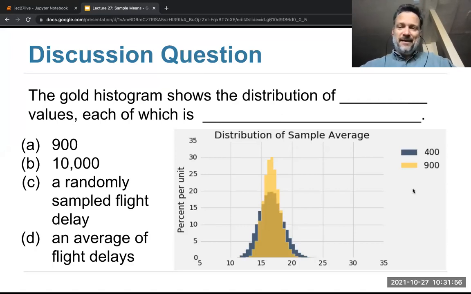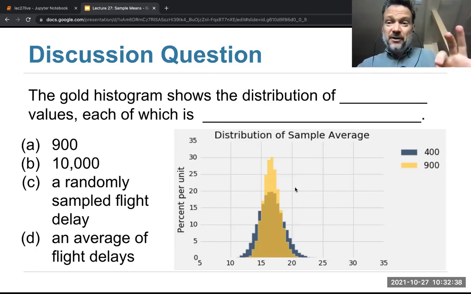Each number in that array is a sample mean. It's an average of flight delays, an average of the delays for the flights that were in the sample. So that's good, you all got that. How do I know I chose 10,000 samples? That was in my code. I did 10,000 repetitions. Yes, 900 is the sample size and 10,000 is the number of repetitions, the number of samples. Right on. Okay, good. Let me pause here for any questions or concerns or confusions about this.